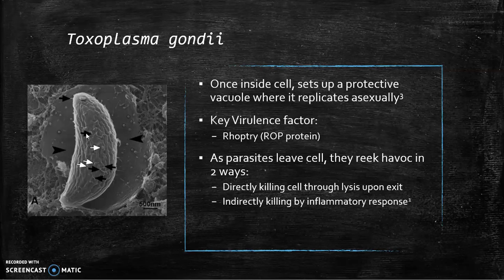There's actually two ways that the parasite can cause damage to the cell. One of them, like I said, is of course lysis of the cell as it's exiting. It replicates inside that vacuole until so many are in there and it just bursts, and then it bursts the cell itself. The other way is indirect killing by an inflammatory response. This is mediated a lot by IgA and eosinophils that attack parasites.